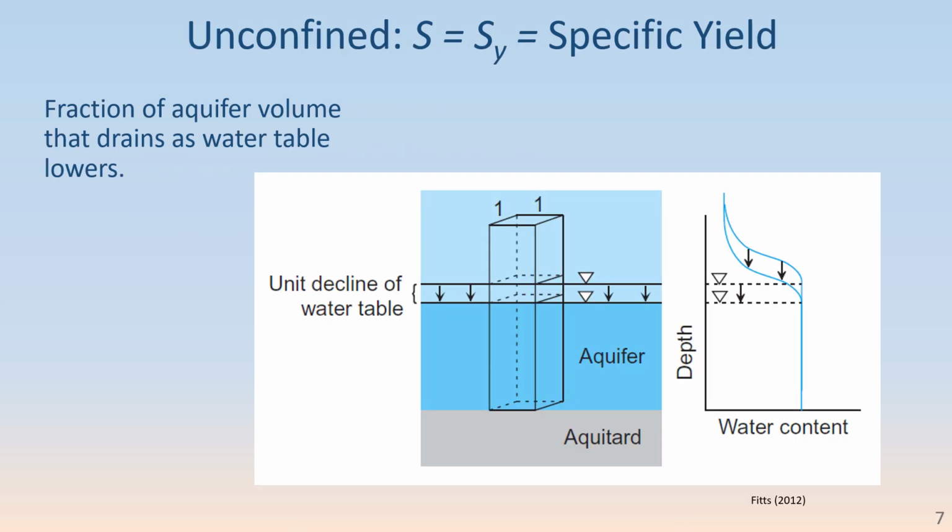In an unconfined domain, the storage parameter is called specific yield, S sub y. Basically, when you have a unit decline in the water table, S sub y is the fraction of this volume right here that yields water, that drains. And it's coarser materials that lead to higher specific yields than finer materials in general.